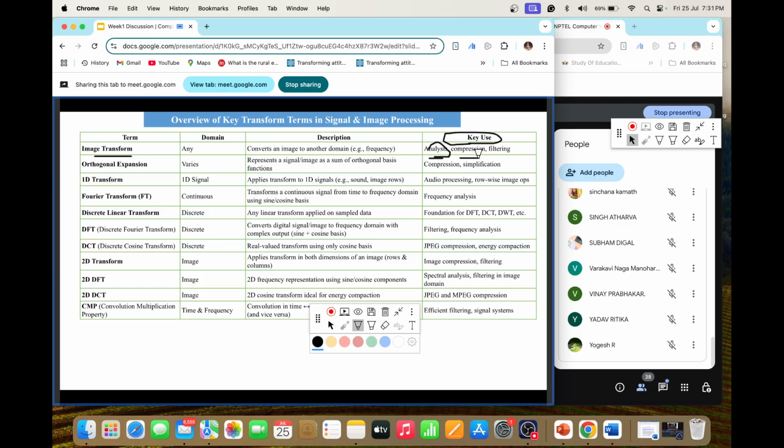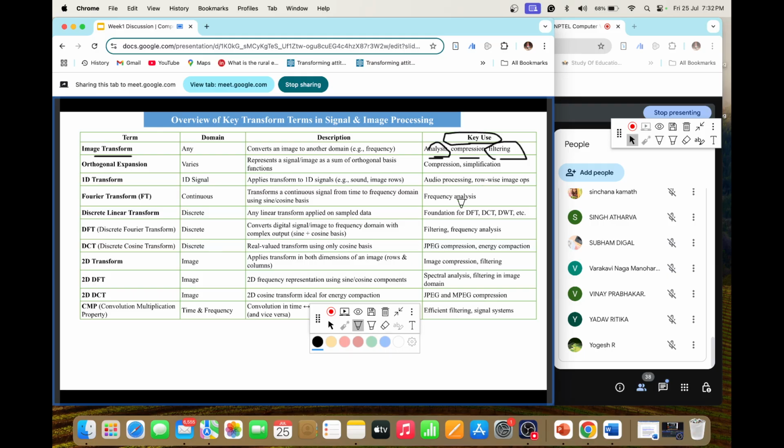Second thing is compression, because whenever we are doing this Fourier transform, it is divided into sine as well as cosine. So if we just leave one term, like if we are just dealing with the cosine term, what will happen is we can compress the image. Okay, so that is compression. We can also do filtering, because of the CMP, or convolution multiplication property of this transform, it helps in doing the convolution operation much easier. So filtering can also be done.